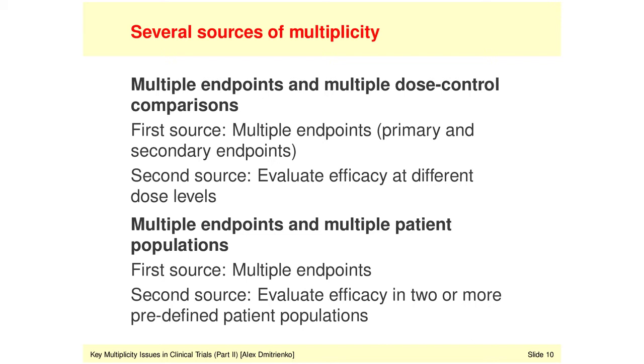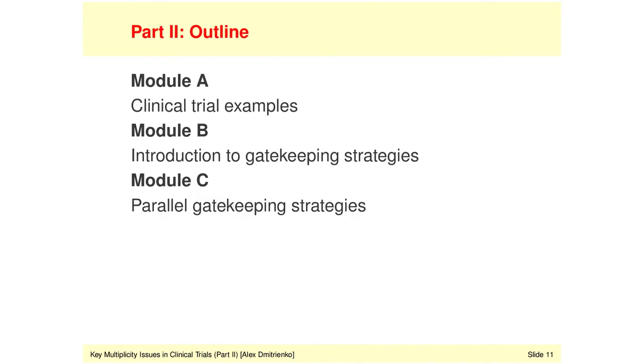Once again, the first source of multiplicity here is the analysis of several clinical endpoints, and in addition to this, we have a set of analyses that focus on evaluating the treatment effect within all of the predefined patient populations. Those analyses define the second source of multiplicity. We are now ready to go over the modules included in this course.